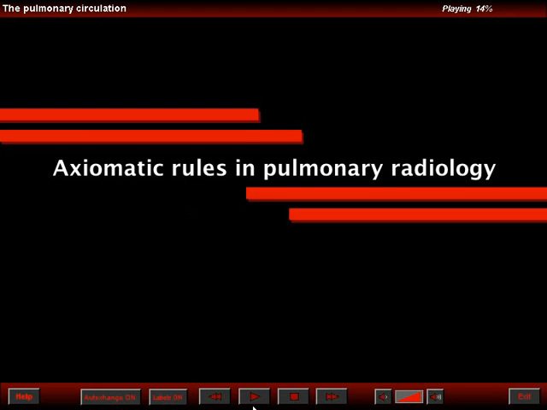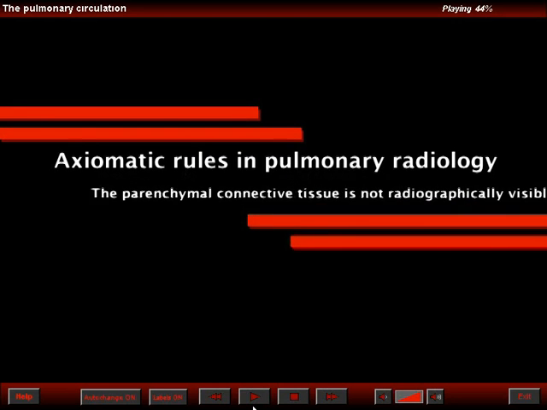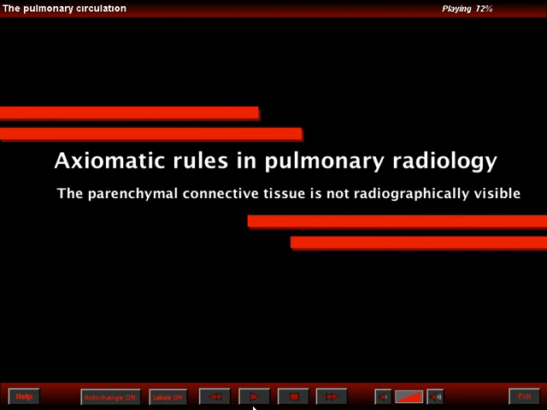Some years ago, I gave at the University Radiology academic group a paper that was entitled Axiomatic Rules in Pulmonary Radiology. One of the rules is that the parenchymal connective tissue is not radiographic.